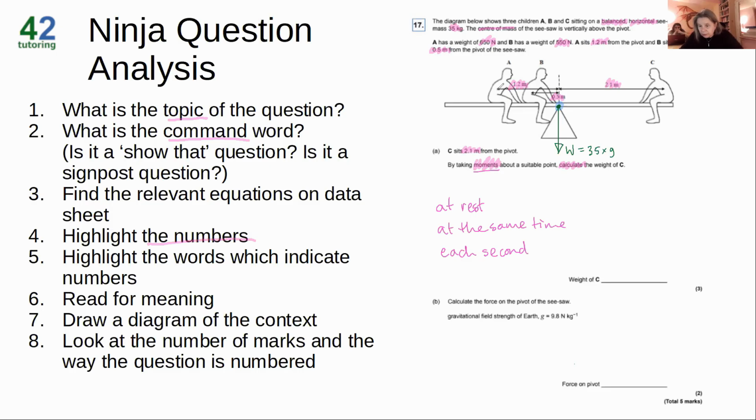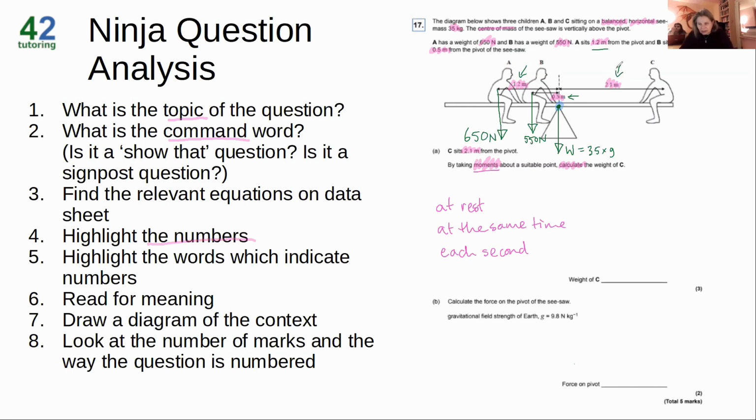A has a weight of 650 newtons. I'm going to put the weight of A in. 650 newtons. Okay, B has a weight of 550, running out of space, newtons. And sits 1.2 meters from the pivot. Well, they've put that in for us. Can you see? And B sits 0.5 meters from the pivot, and they've put that in for us. There it is. Okay, so then they say C sits 2.1 meters from the pivot. And that is also in there, so I don't need to do that.